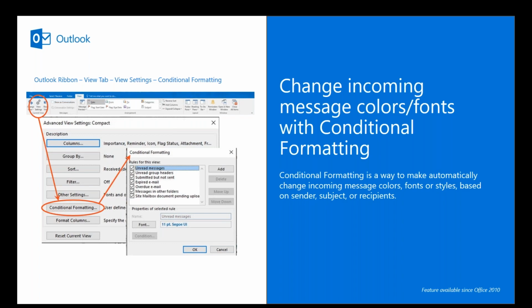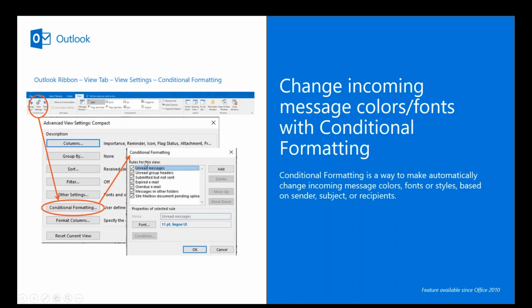All right, let's get into conditional formatting. This might be a good idea for all of you for incoming messages, or there are other rules that we can go through, and I'll show that a little bit. You can change the font and color of incoming messages, and I'm going to go over a few other rules. Here's how we're going to do that. We're going to be in the View ribbon, by the way, and then we're going to go to View Settings. We're going to hit Conditional Formatting.